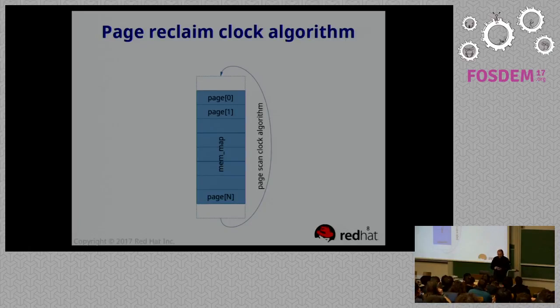But if you wanted to free a page, you would need to scan all the pages in the mem_map array, including kernel memory, anything, and check every one of these pages until you would find one which looked like a potential cache candidate, which was not mapped, and you could actually see, well, nobody is using this page. It's cache. Let's free it.